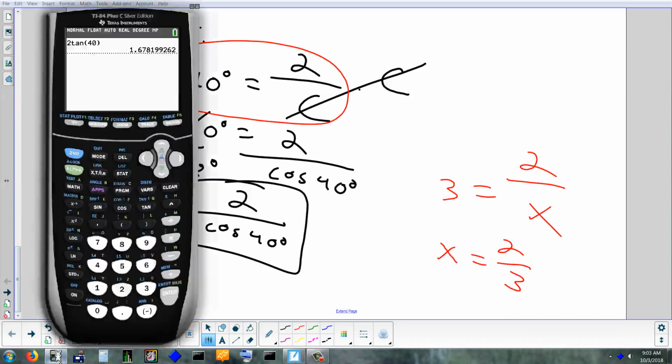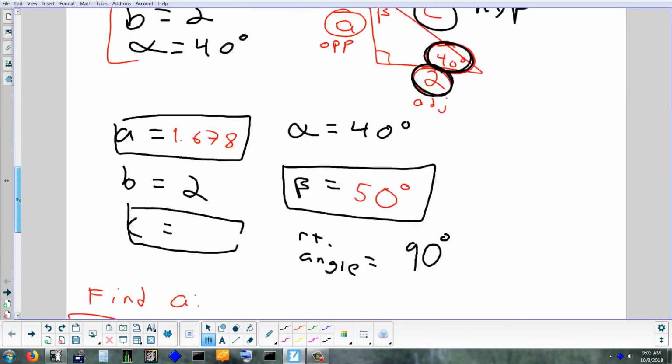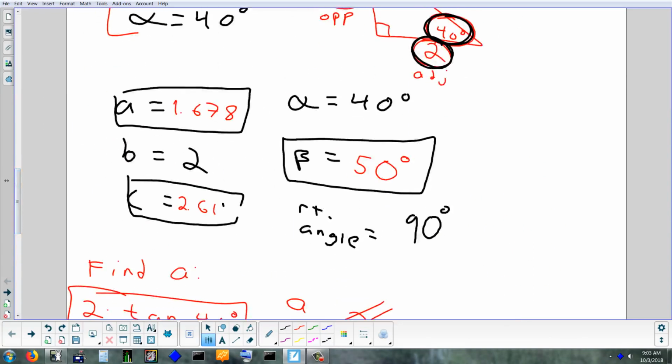Okay, so let's see what we get. 2 divided by cosine 40. So that side is about 2.611. Once you get your answers, a couple things you should check. Make sure that C is the biggest side. If it's not, that's a problem. C should always be the biggest. And then look at your smallest angle, and across from it should be the smallest side. So the biggest angle goes with the biggest side, smallest angle, smallest side.